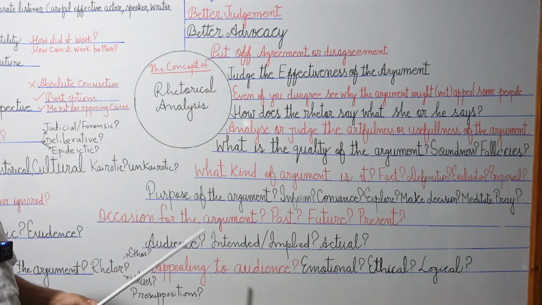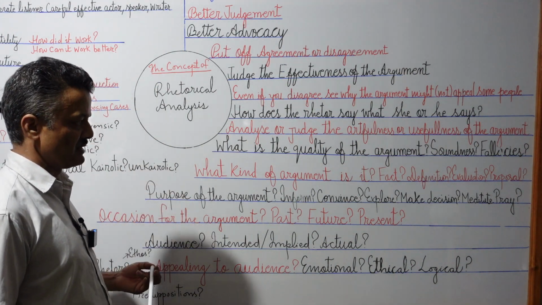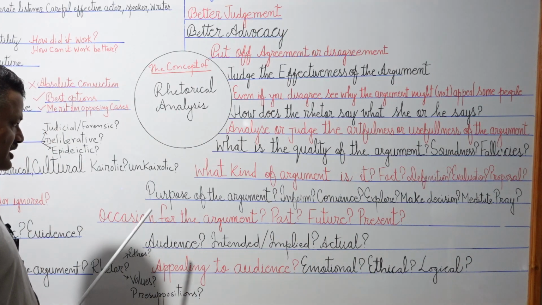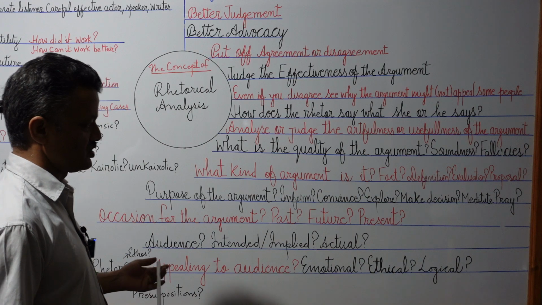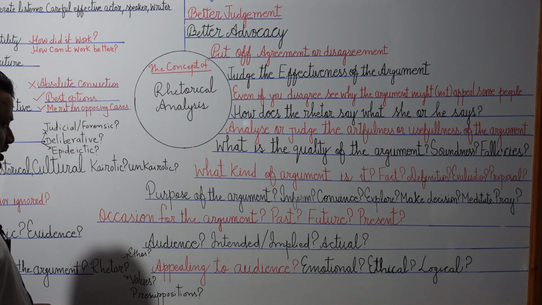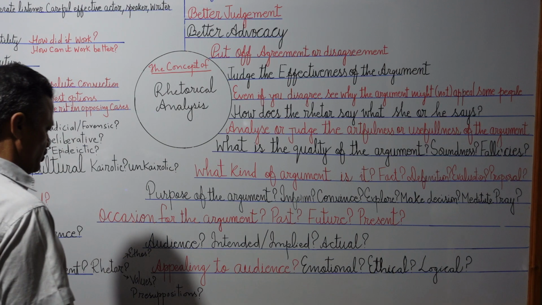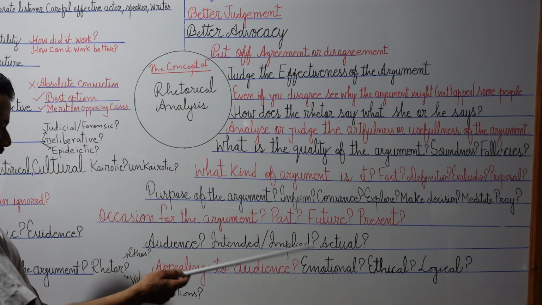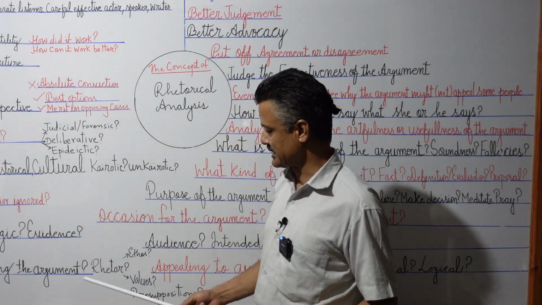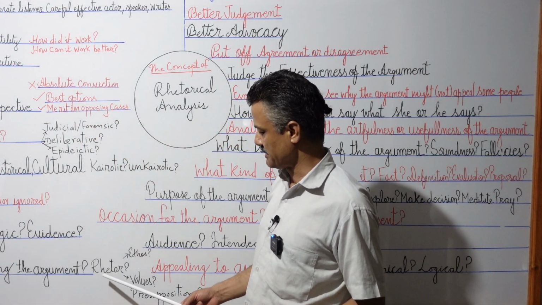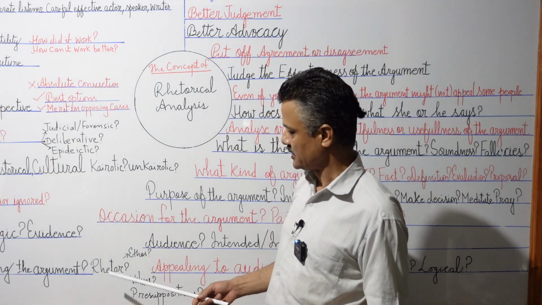We see the kind of argument: factual argument, definition argument, evaluation argument, and proposal argument. We try to see the purpose of argument: to inform, to convince, to explore, to make decision, to meditate, to pray. Then we see the occasion of the argument: past, future, present. We see the audience of the argument. We see appeals: emotional appeals, ethical appeals, logical appeals. Then we see who is making the argument, their character, their ethos, their credibility, personality, qualifications, designation, learning, ability.